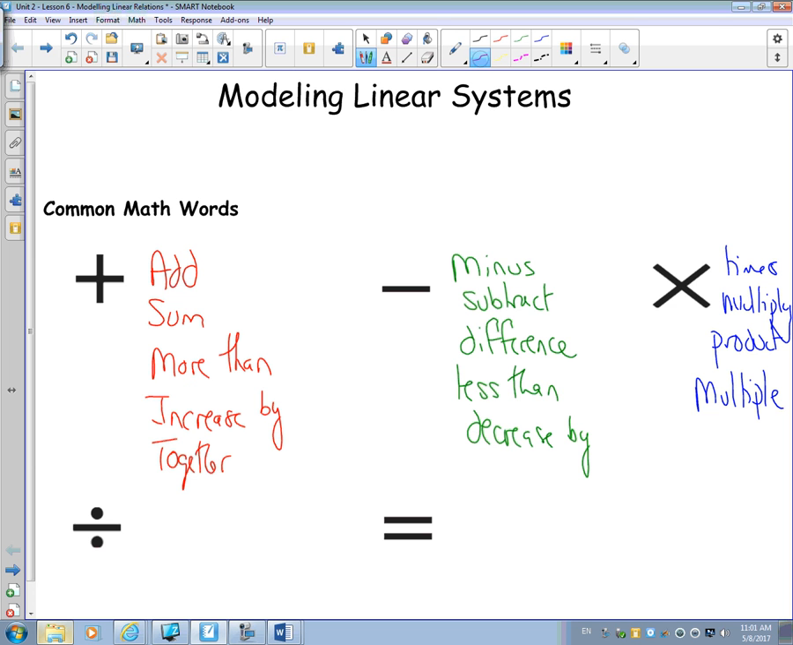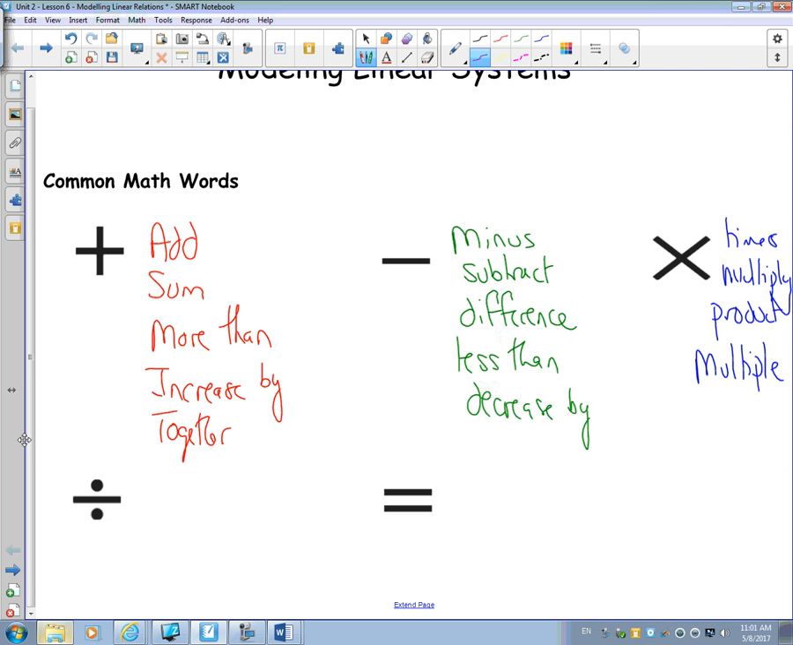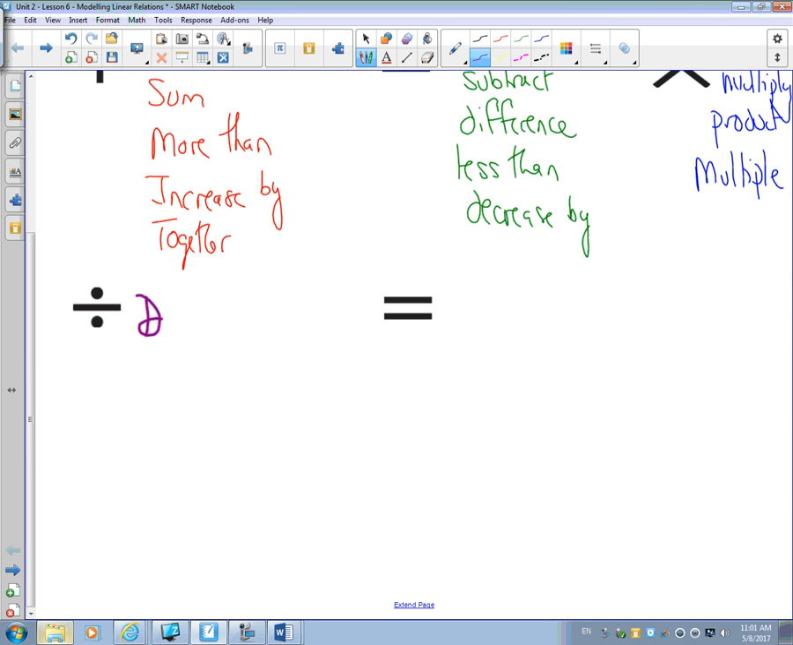If we look at dividing, what does dividing mean? Well, obviously divide, or divide by if you want to. The math word for this is quotient. You could have the word fraction, it's a fraction of something. You could have words like halving, a third of something. And again, there's not too many there.